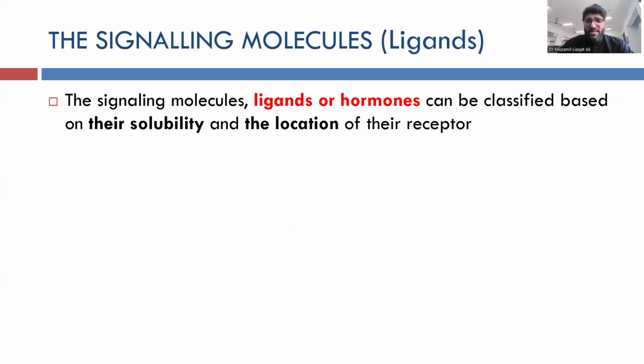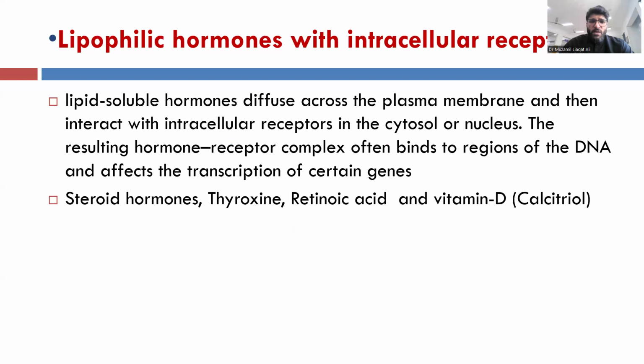The next one is the lipophilic hormones with the cell surface receptors, for example, the prostaglandins. The next one is the hydrophilic hormones with the cell surface receptors. Peptide hormones like insulin, the biogenic amines like epinephrine. This classification determines whether the hormone acts via gene transcription or the rapid second messenger pathways.